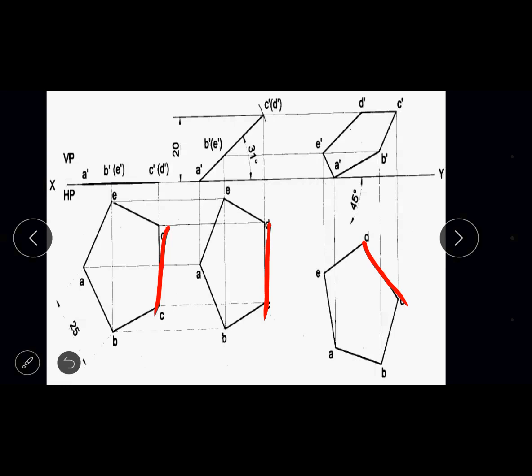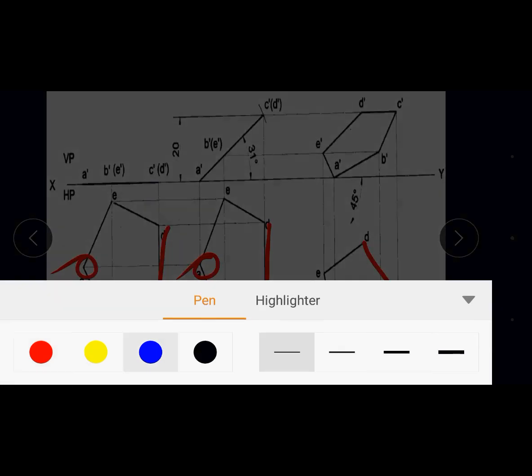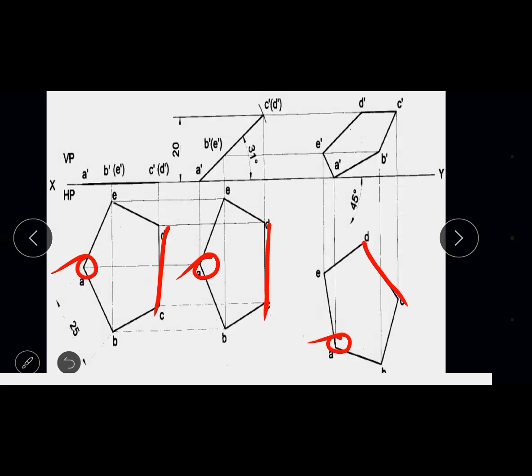So this is the edge of the lamina which is placed opposite to the resting corner. This is the resting corner of the pentagon, and this is the edge CD which is placed opposite to the resting corner. So this edge CD angle we have to make with the VP. You can see that, the VP angle is given.